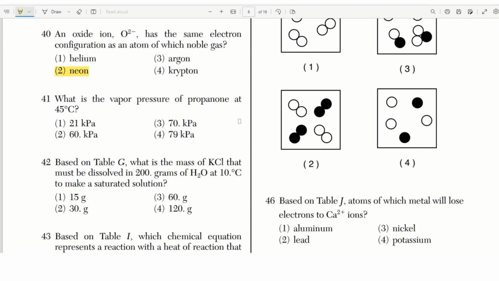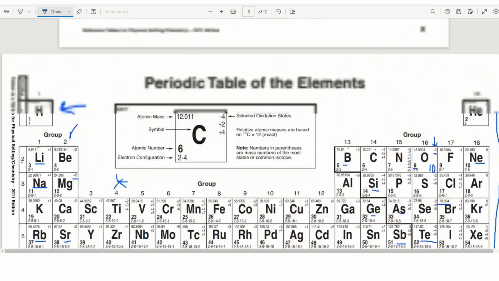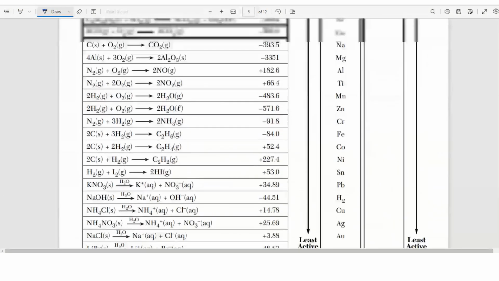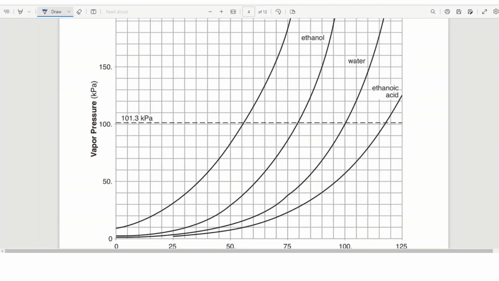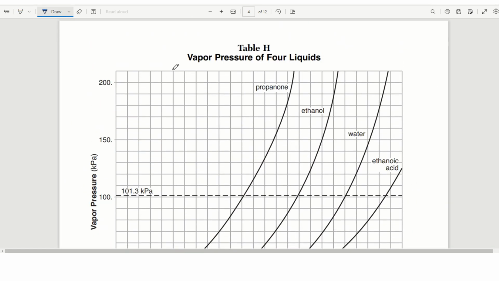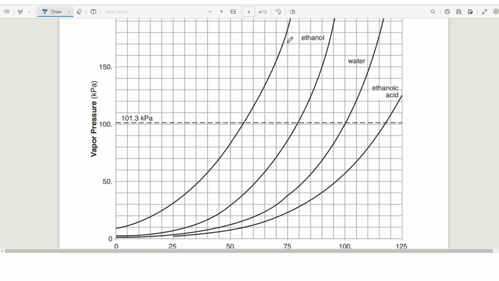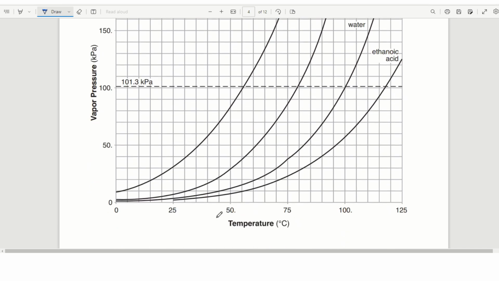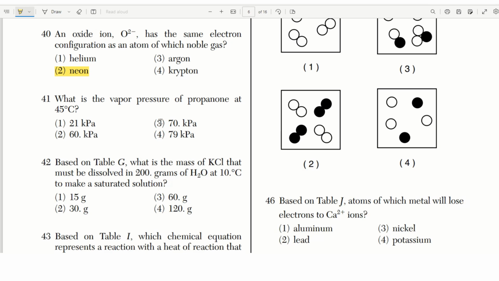What is the vapor pressure of propanone at 45 degrees Celsius? Reference table question. So I need, what is the vapor pressure of propanone at 45 degrees Celsius? So see, vapor pressure. Okay, propanone, you see right here, it's this line. So 25, 30, 35, 40, 45. Go up from 45, go across, and what's that going to be? Notice different scale. So we're counting by tens here, so it's about 70. Here we go.